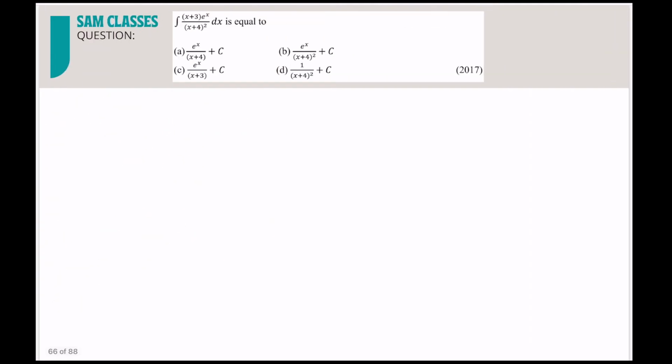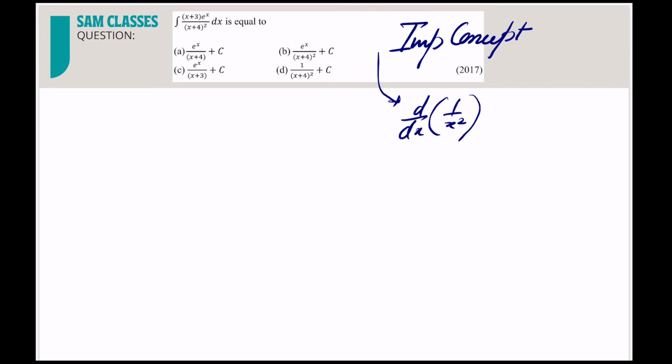Next. Now this question is also very easy. Here one concept is very important. What is that important concept? See the checking. If I'm doing d by dx of, let's say, 1 by x square, what happens when I differentiate? The power increases, students. I'll get a minus.